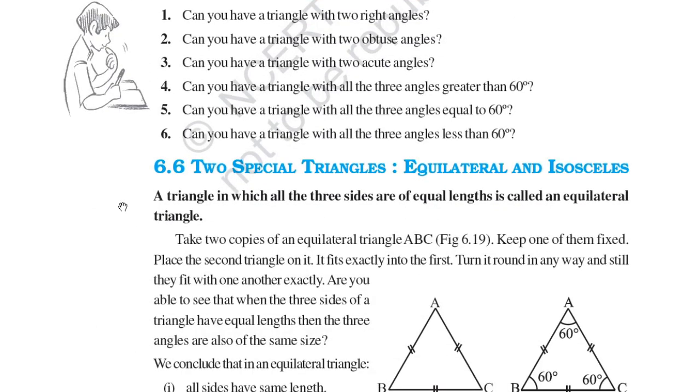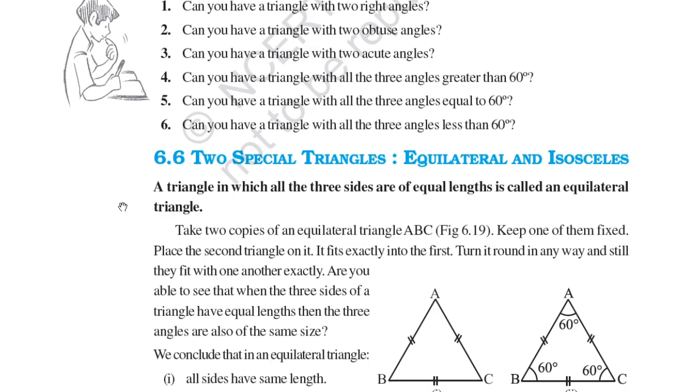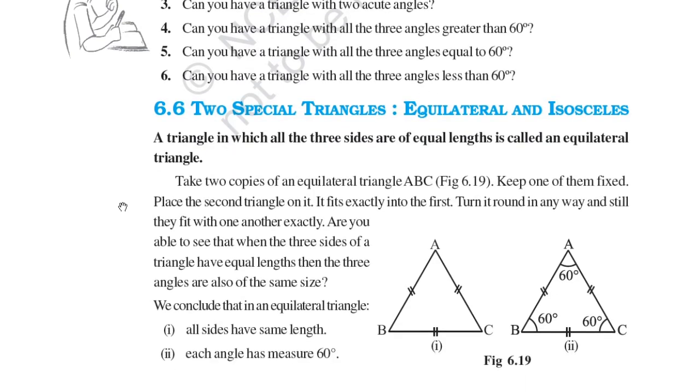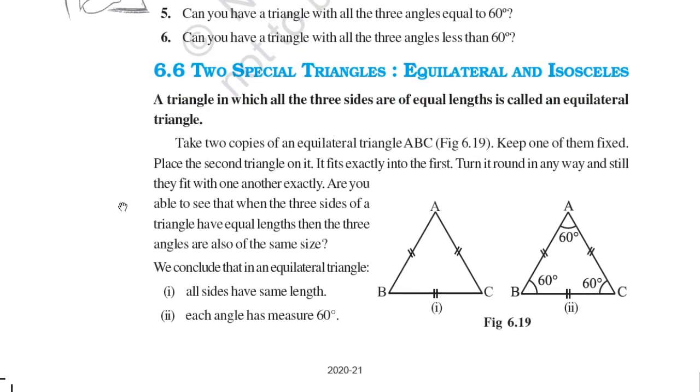6.6, two special triangles: equilateral and isosceles. A triangle in which all three sides are equal in length is called an equilateral triangle. We all know this. Take two copies of an equilateral triangle ABC, as you can see in figure 6.19.